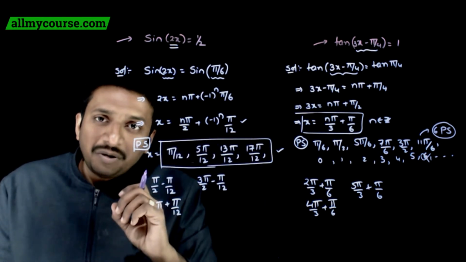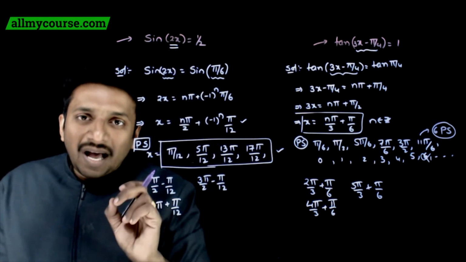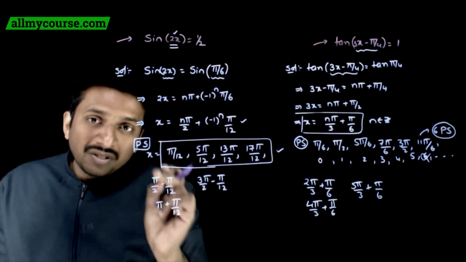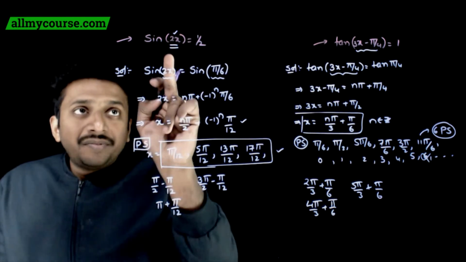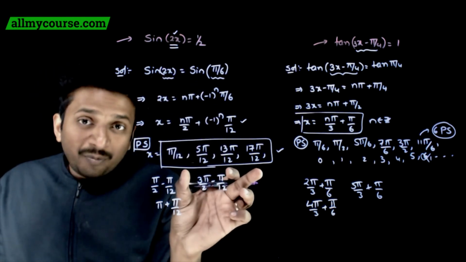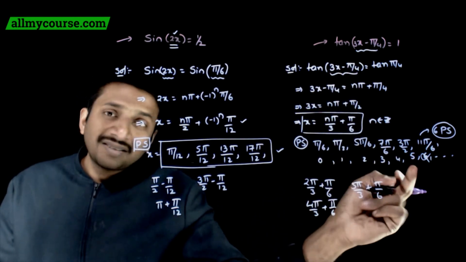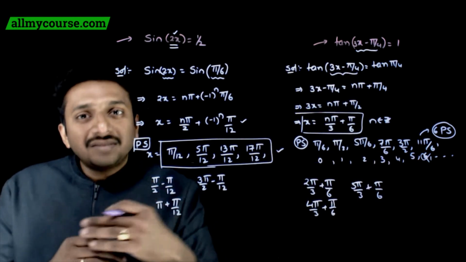As you can see here, there is a pattern of increase in the number of principal solutions. For sin x equal to half, if you have order of x, you have two principal solutions in one rotation. If the order is 2x, the number of principal solutions becomes 4. If the order is 3x, the number of principal solutions goes to 6.